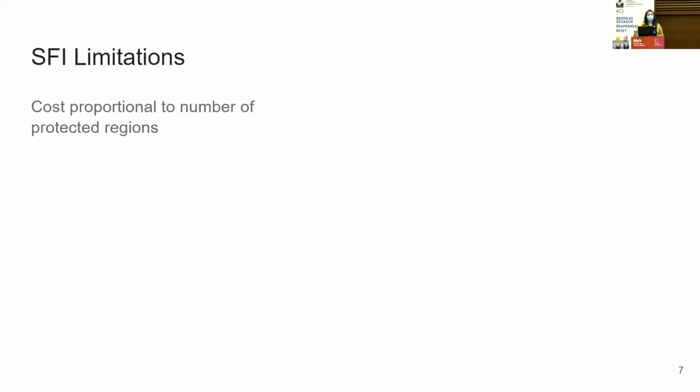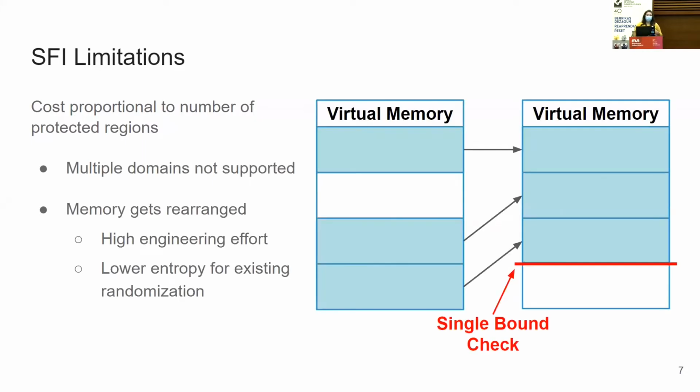And this is not the only limitation of SFI. More importantly, as the cost of bound checking is proportional to the number of protected regions, these approaches only protect one domain at a time. And they need to rearrange memory for efficiency so that they group all the sensitive information together, typically at the upper part of the memory of the virtual address space, so that a single bound must be checked. This requires high engineering effort, especially when it comes to memory allocators. And also, it lowers the entropy of existing code randomization schemes.